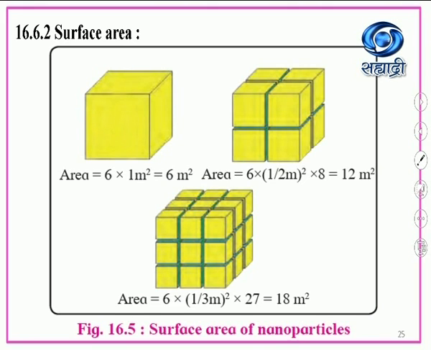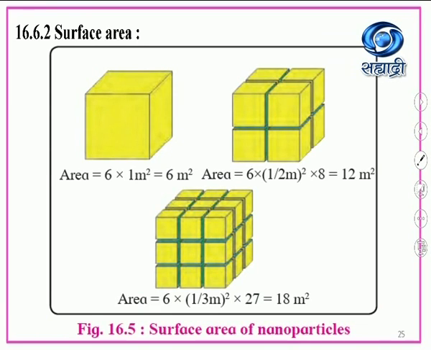Okay. That same box, when it is divided into 27 parts, the area is equal to 6 into (1/3 meter) square into 27. So you will get 18 meter square. So this is about the surface area.